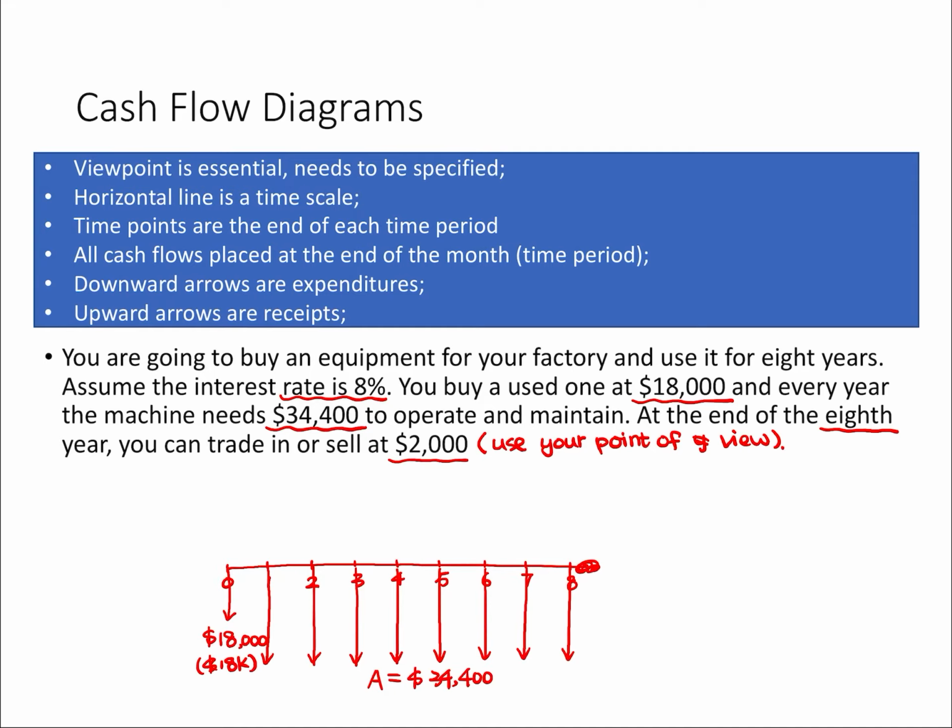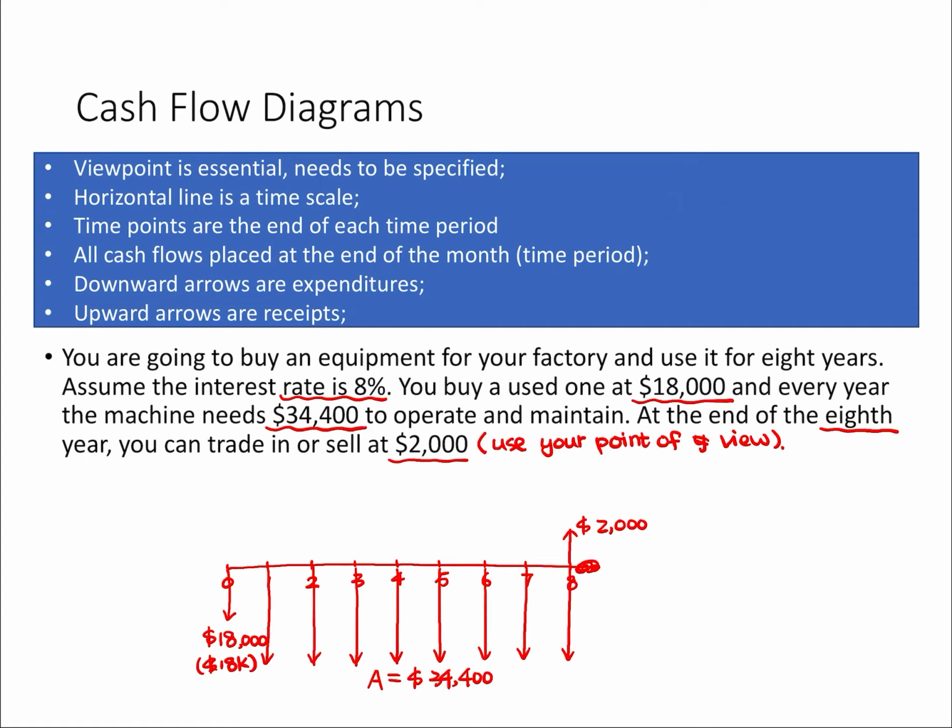And another cash flow is at the end of the 8th year. At that time, you are done with this machine and you decide to sell it or trade it in. And for that trade-in, you can receive 2,000. That's money coming into your pocket, so it's an upward arrow.